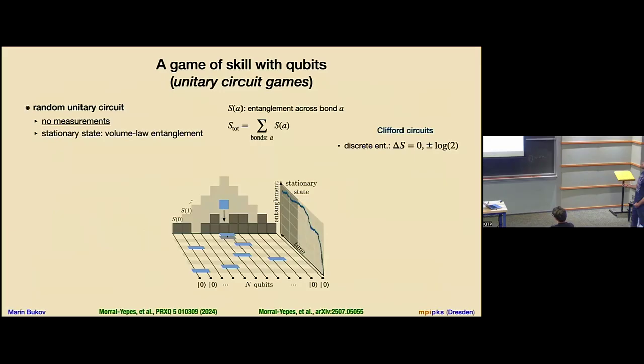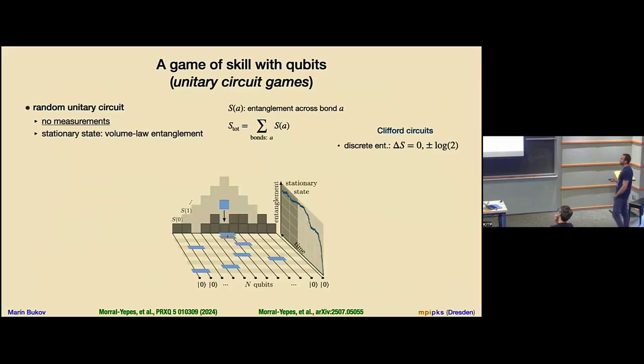And as you track this quantity as a function of time, what you see is that eventually the system reaches a maximally mixed state, or so-called infinite temperature state. And one thing that you have to keep in mind about these Clifford circuits is that entanglement is created or destroyed at each bond in bits of log 2. And sometimes it can also stay the same.